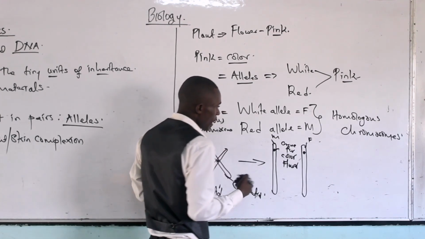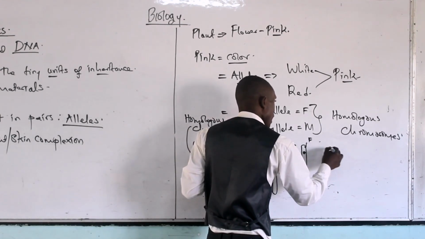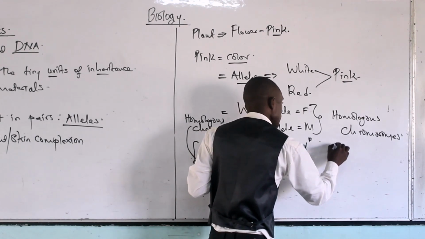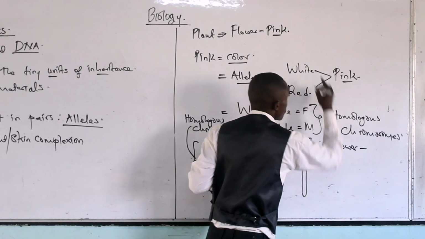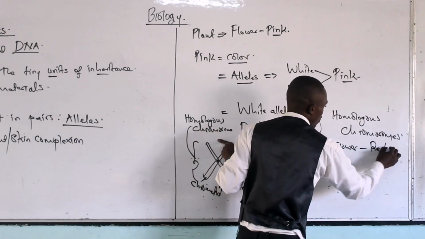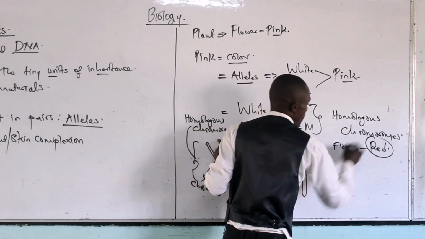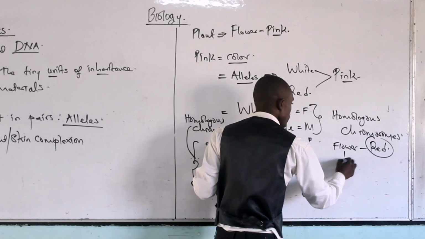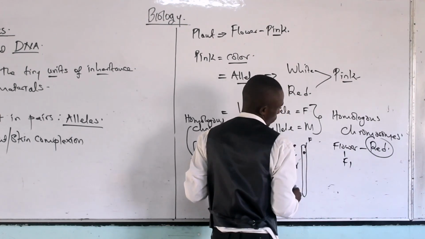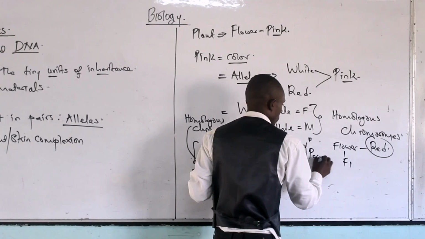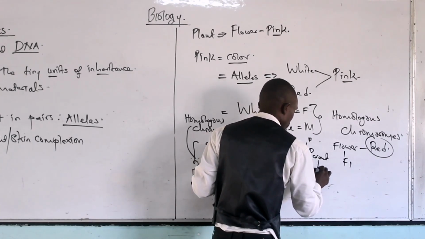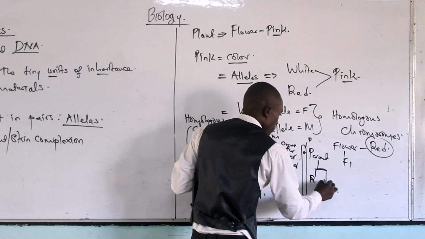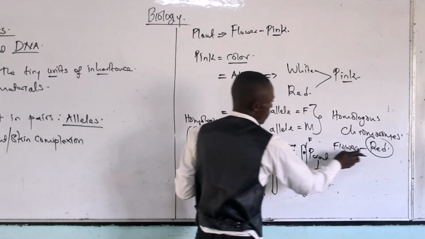Let's say, for example, this is a flower, which we were saying was red. Of course, this color is inherited. This one is the F1 generation. Then the parents, we were selfing a plant with red flower and a plant with white flower. Then we realize that the flower is red.